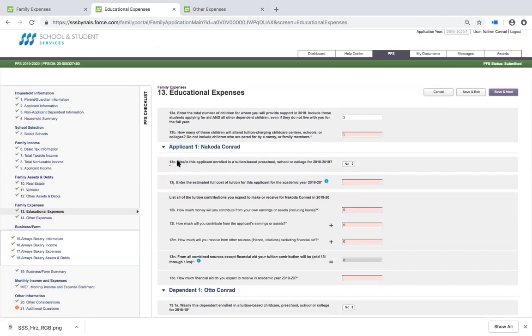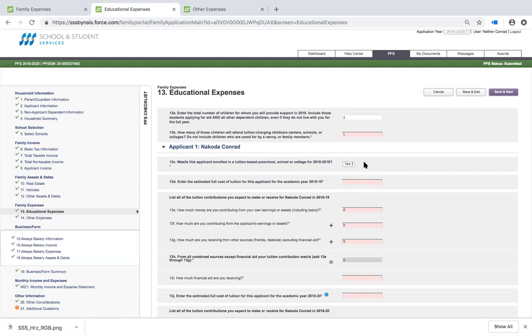The first question for applicant 1 asks if the student was enrolled in a tuition-based preschool, school, or college for the 18-19 school year. In our case, that's the school year that is currently underway. So we're going to say yes. Since this school year is underway, it should be relatively easy to get the needed paperwork to complete the upcoming questions. 13D asks for the full cost of tuition for the 18-19 school year. In this case, it's $20,000.